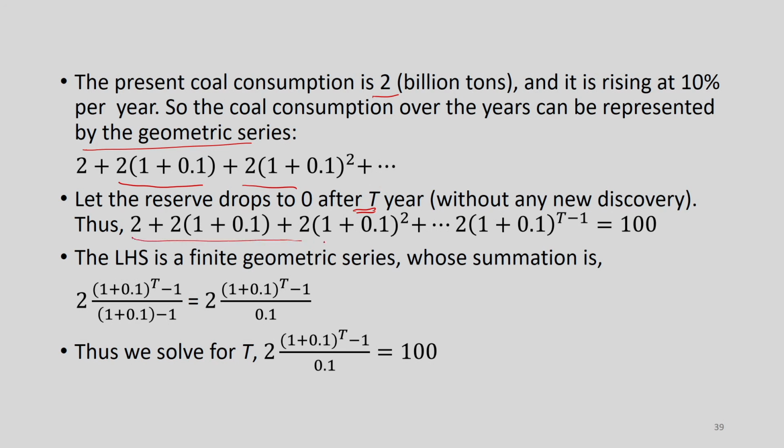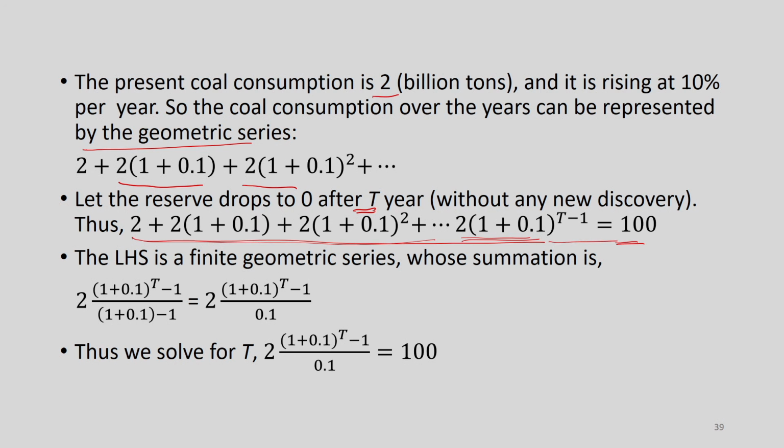Total consumption is given by this, right. So, this is the last term in the tth year. The tth year's consumption will be this much, and this is the total consumption over the years, and that is equal to 100. 100 is the present reserve, right. So, since we are assuming that after t years the total reserve will be exhausted, this relationship must hold.